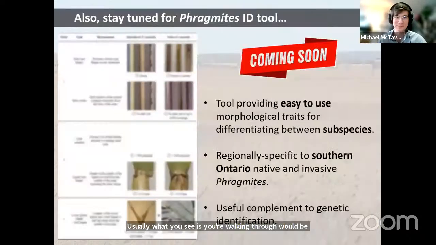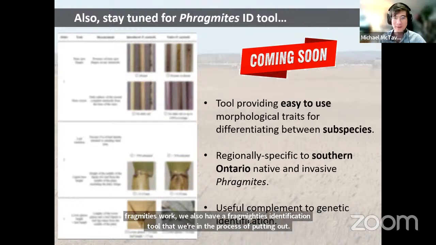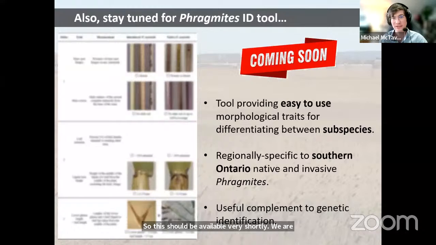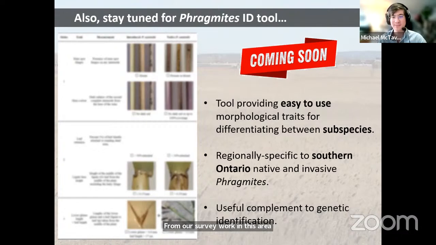And very quickly as well, I'd like to flag that as a part of our broader Phragmites work, we also have a Phragmites identification tool that we're in the process of putting out. So this should be available very shortly. We are focusing on putting together a tool that identifies easy-to-use morphological traits to differentiate between native and introduced subspecies. The idea was to create a tool that is regionally specific to Southern Ontario from our survey work in this area to provide a very practical tool for land managers to use to complement genetic identification as well. So stay tuned for that shortly.